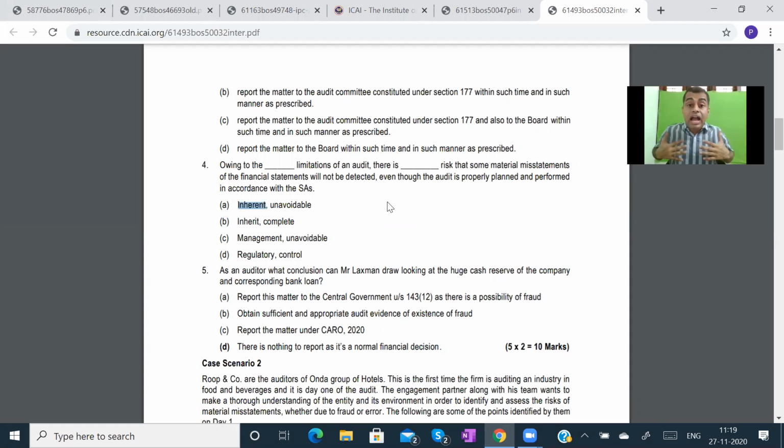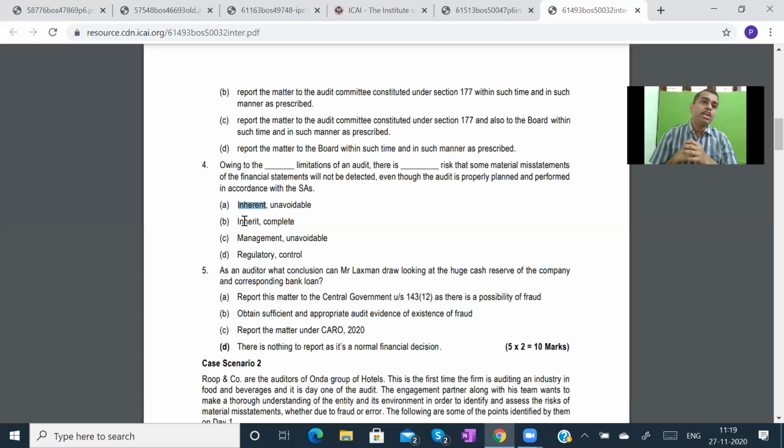Say for example, I am a student, and I am confident only about the first blank. There are 2 blanks. The second blank I do not know. "Owing to the dash limitations of an audit," I know that it is inherent limitations. So inherent is the correct one. The second one says inherit, which is wrong. Third one says management, which is wrong. Fourth one says regulatory, which is wrong. So A is the correct answer.